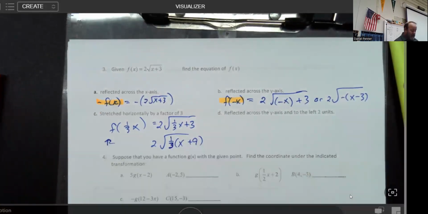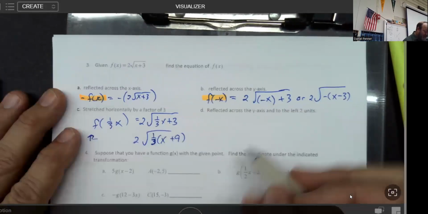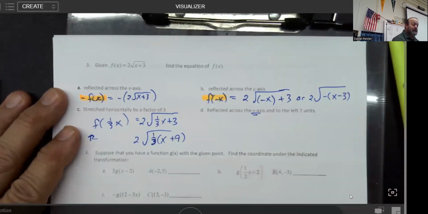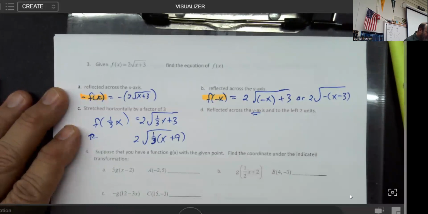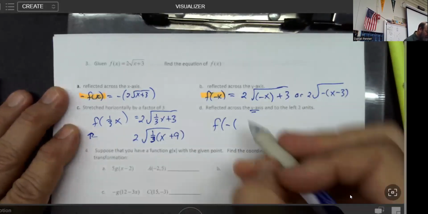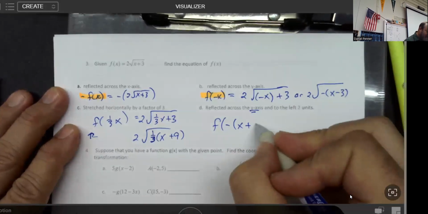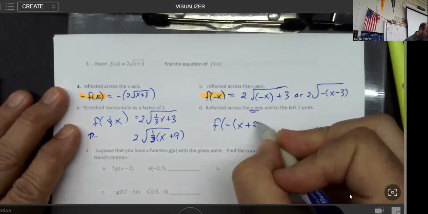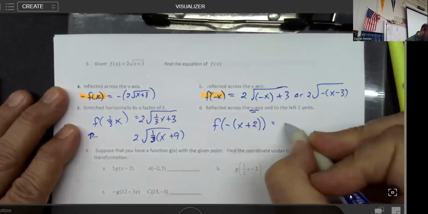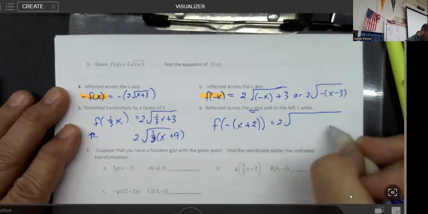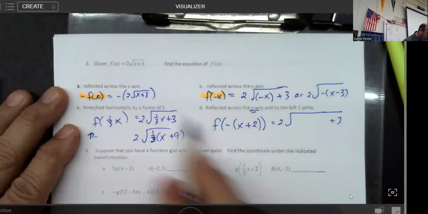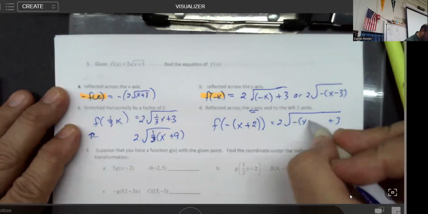And last, if you're going to reflect something across the y-axis and go to the left 2 units, that's one less little piece, but I'm going to reflect it across the y-axis and go to the left 2 units. It's going to look like this. So I'm going to find the function, which is 2 parentheses, all of that stuff with the 3. I'm going to replace what used to be x with a negative parentheses x plus 2.